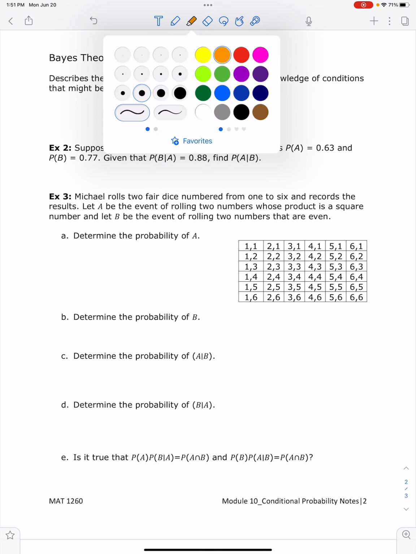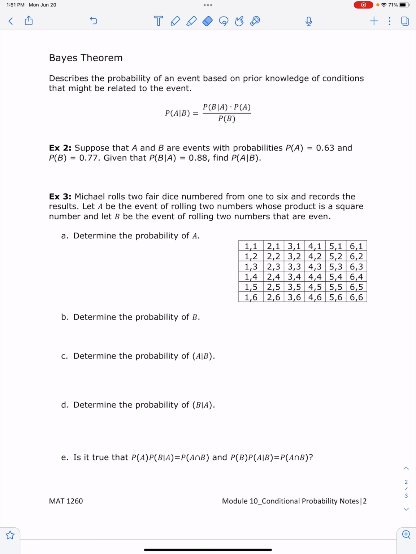So here is what it looks like, and this is more an effort to make sure you understand how to work with the formulas than anything else. So we've got the probability of A given B equals the probability of B given A times the probability of A, all over the probability of B. Example 2 sets this up with probabilities given for you.